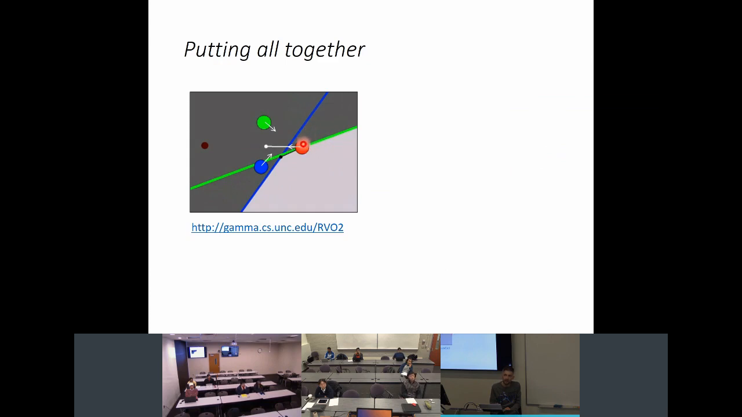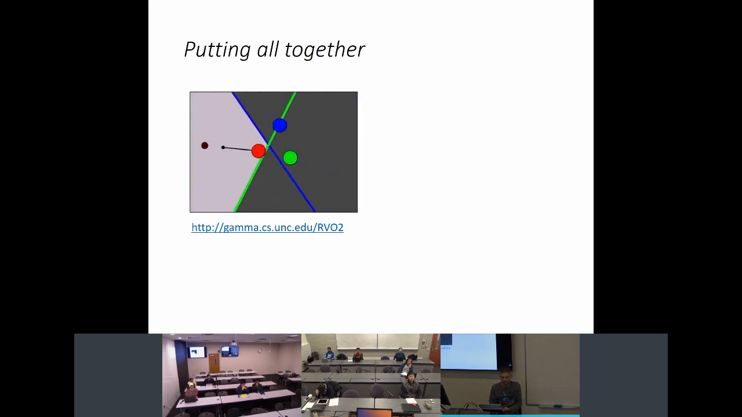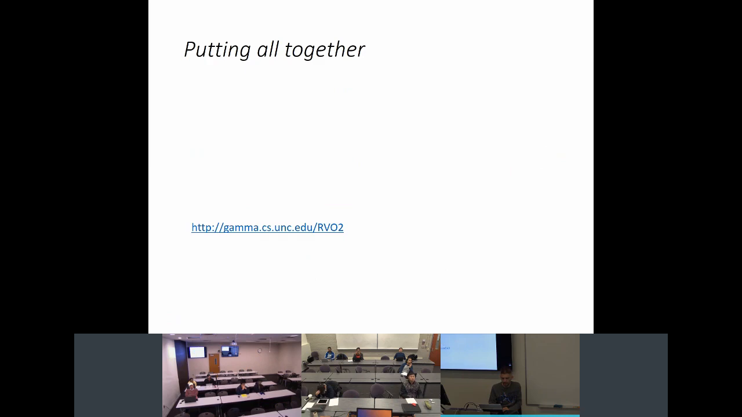The blue one imposes this line constraint. Again, everything to the right is safe to take. If I take the intersection of the two half planes, this region over here is safe to take. And as you can see, initially the agents select a velocity in that region, right? Let me play this again, one more time.